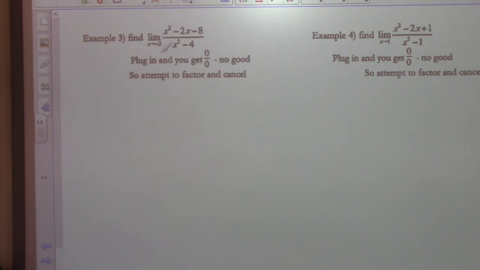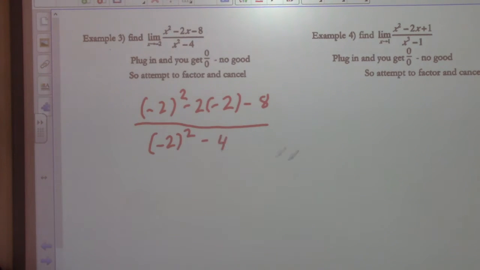Okay, so now we have a different setup here, where if we plug in negative 2, we get negative 2 squared minus 2 times negative 2 minus 8, over negative 2 squared minus 4. So what is this going to be here? The bottom is going to be 0, and the top will be 0, right? Because you have 4 plus 4 minus 8, 0.